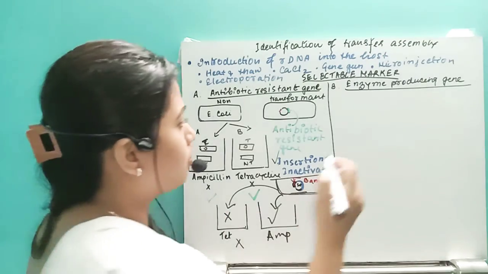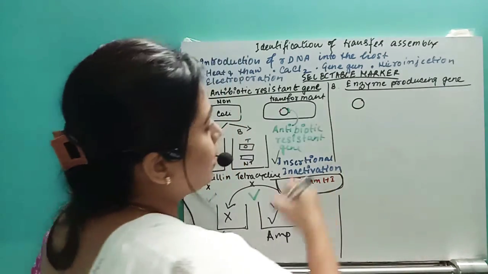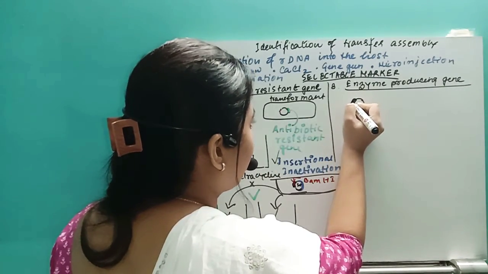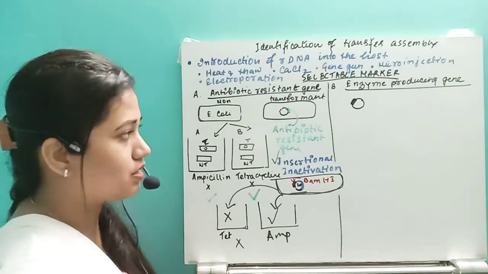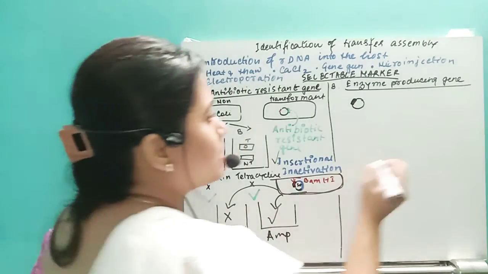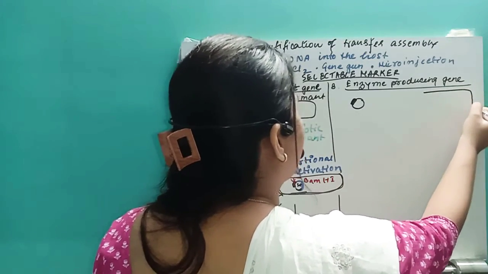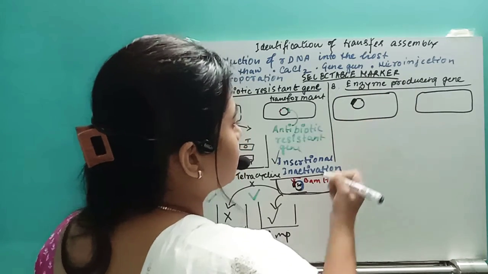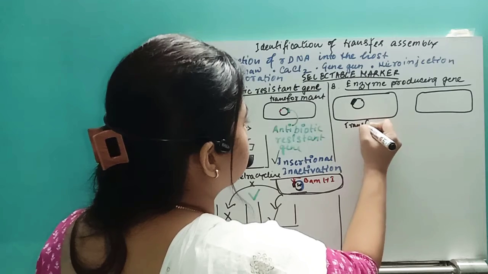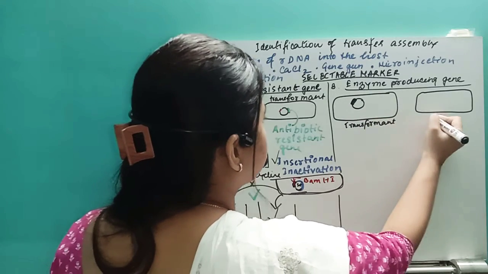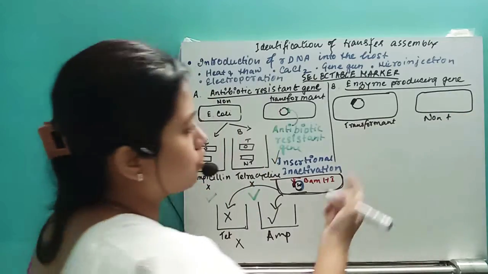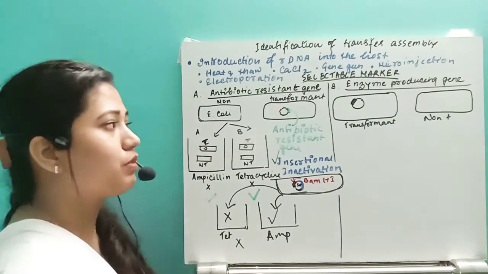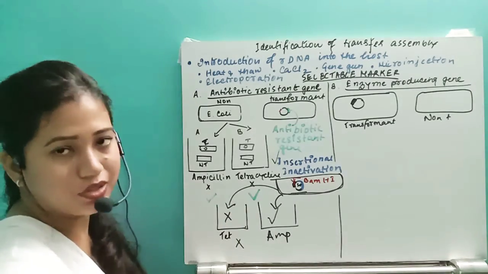So first of all, what we are going to do, see here, this one is the gene fragment where our gene is present. Okay, and suppose this is a normal E. coli, this is a non-transformant, and this is one E. coli which is a transformant. So this one is the transformant and this one is the non-transformant. Okay, so the transformant has the gene product and the non-transformant doesn't have the gene product, that is, our desired gene product is not present.